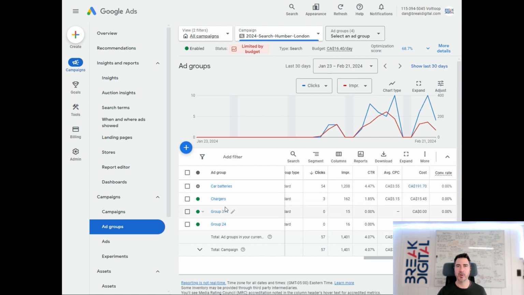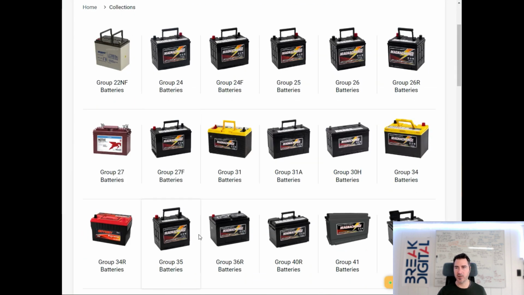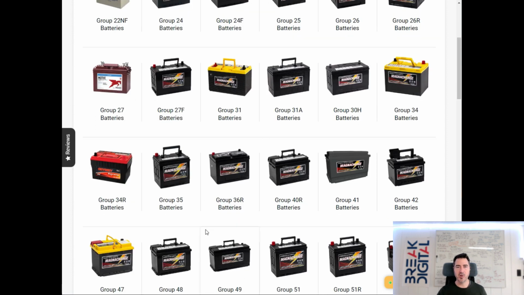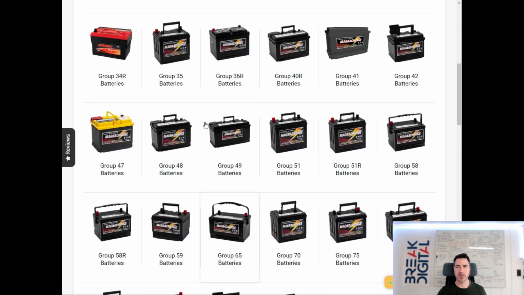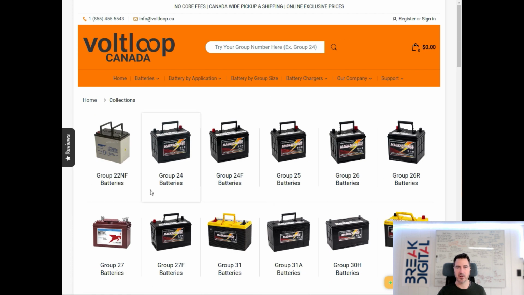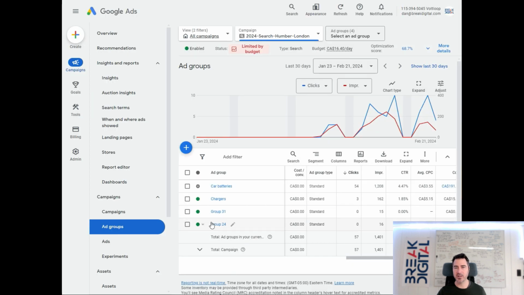Group 31 refers to a battery group size, just like common household batteries have different sizes like AAA, AA, that kind of thing. Vehicle batteries are categorized by group size. That tells you about the shape and capacity and whatever. So group 24 batteries are your typical car batteries, and group 31 batteries are usually used for commercial trucks. So that's what this refers to. This doesn't mean ad group. This actually means battery group size.